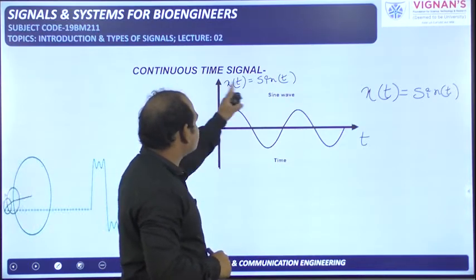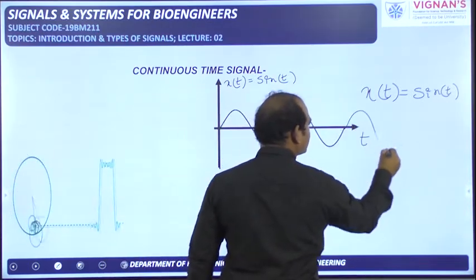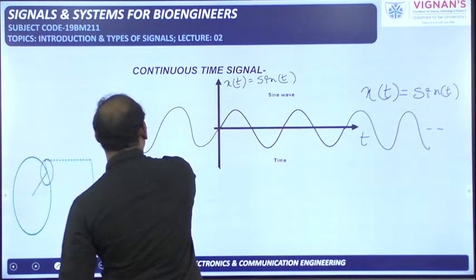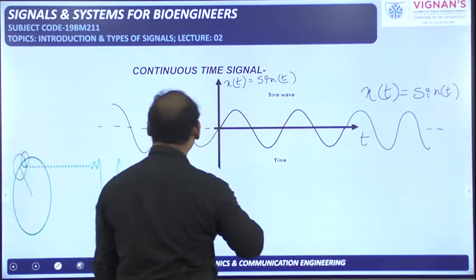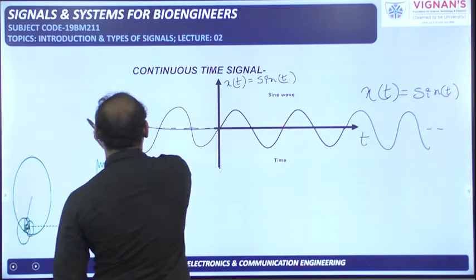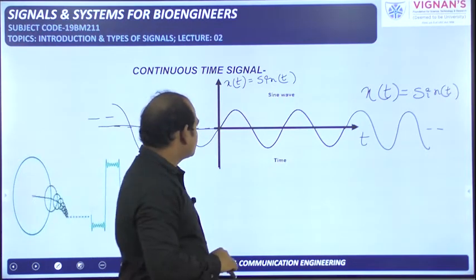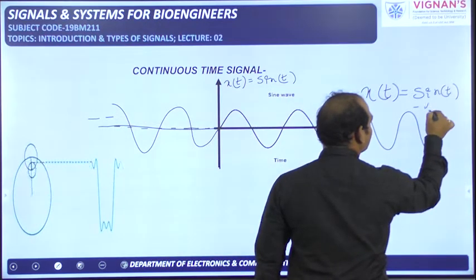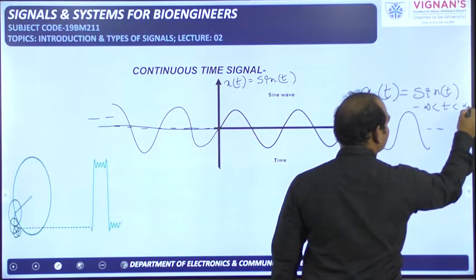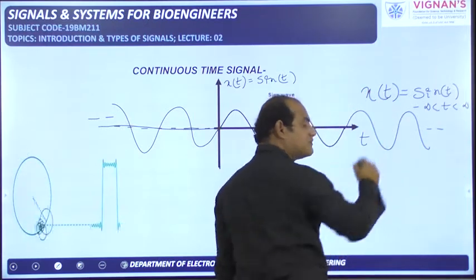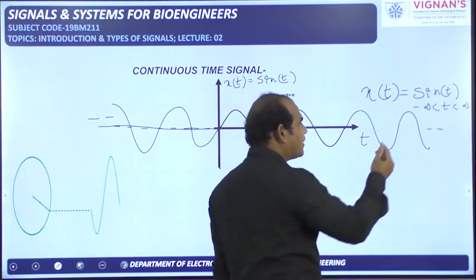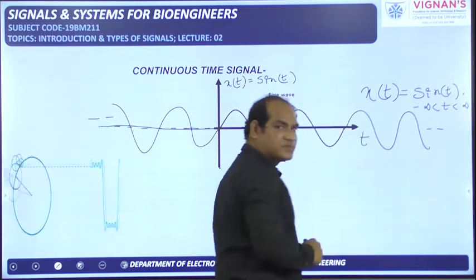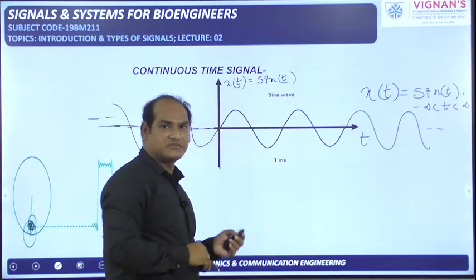What a continuous time signal means is that these cycles will repeat like this up to infinity. These cycles repeat for the negative values of time, and for the positive values of time the cycles also repeat. That means this mathematical representation is valid from minus infinity to plus infinity. For all values of t, x of t is nothing but sin t. That's why we have represented here minus infinity less than t less than infinity. For all values of time, this is the representation of the signal.